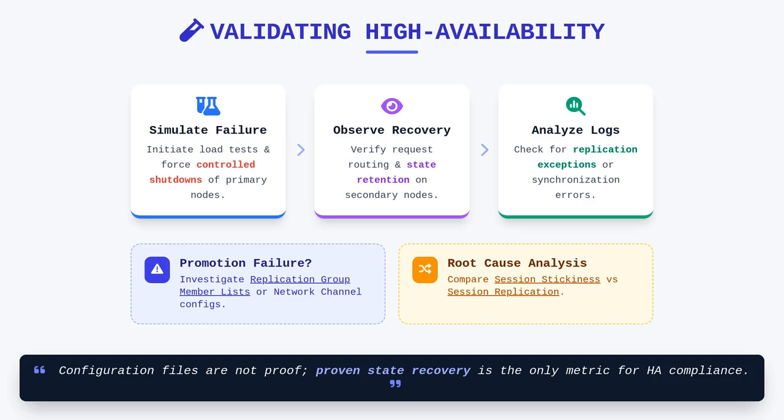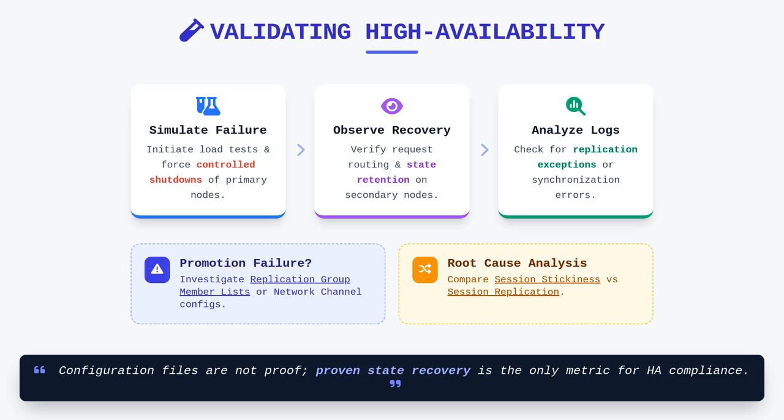This typically involves initiating a load test, forcing a controlled shutdown of an application server node, and observing if the client's subsequent request is routed correctly while retaining the previous state. During these scenarios, you should monitor the server logs for any replication-related exceptions or errors in session synchronization.